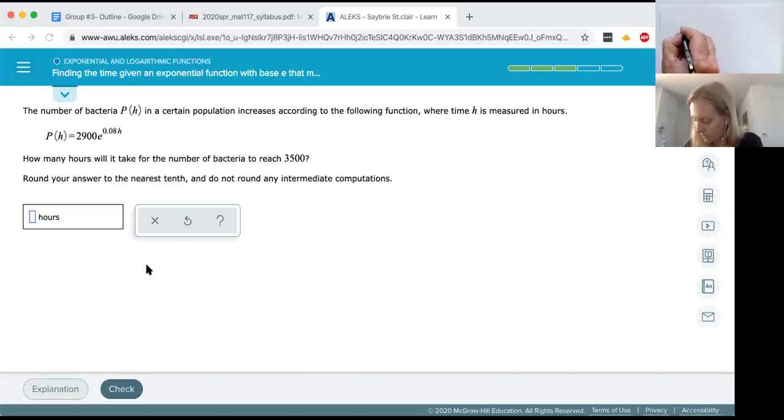So then I have 1.20 equals E to the 0.08 H. Good job. And now, do you remember what we did from there? We're using the natural log. Once you get to 1.2 equals E to the 0.08 H power, do you remember how we used the log first, before we do any division?